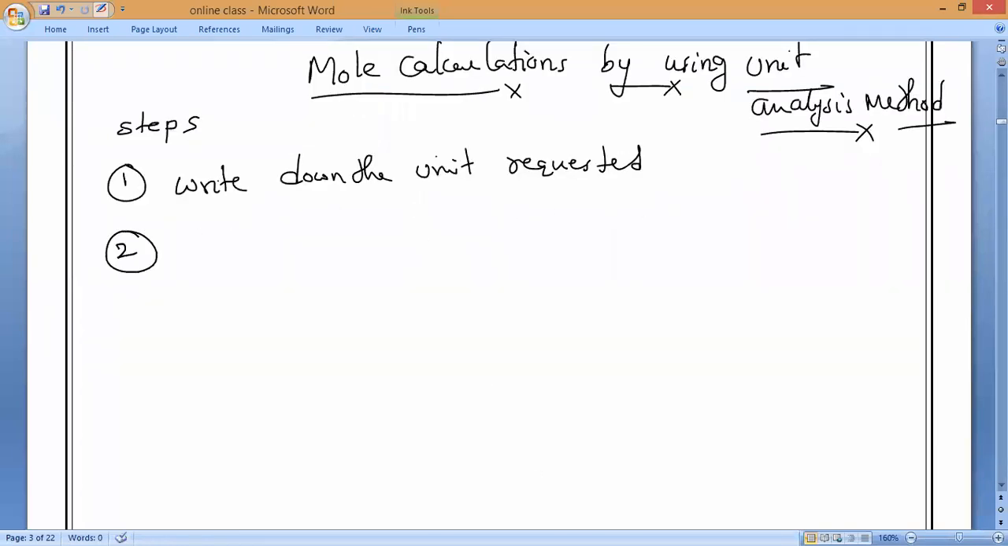Second one, Divya, good morning. Second one, write down the given value.